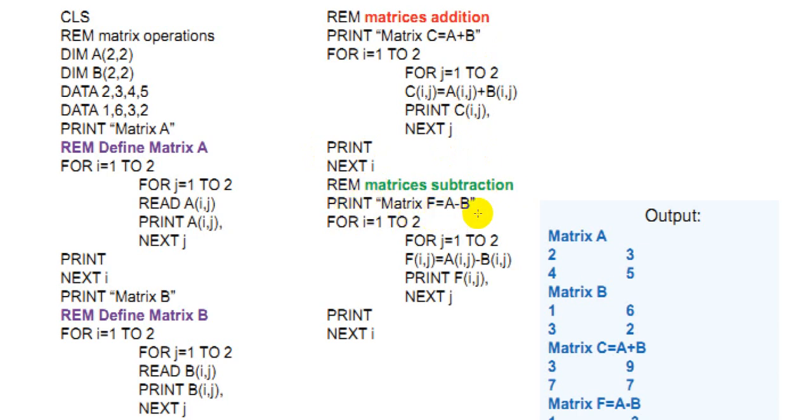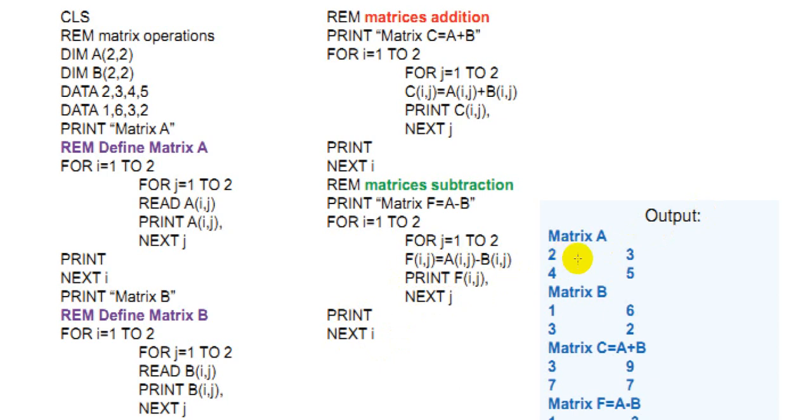Print matrices F equals A and B. For I equals 1 to 2, for J equals 1 to 2, I and J exactly for the rows and columns 1 to 2, both of them. Just because we have A here 2 by 2, and B have 2 by 2. For Fij here, exactly the F, the resultant of the subtraction process, or the subtraction quotient of both A and B matrices. Fij equals Aij minus Bij. Then print Fij as a finalized resultant. Next J. Print. Next I.